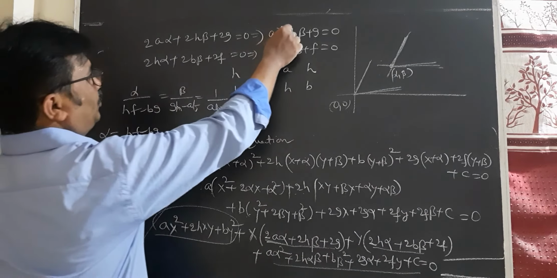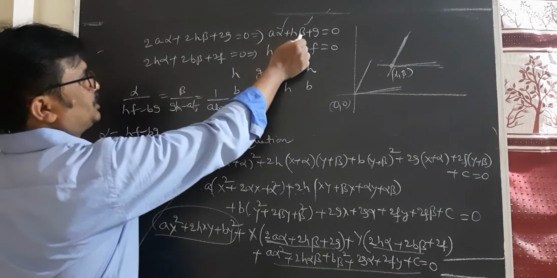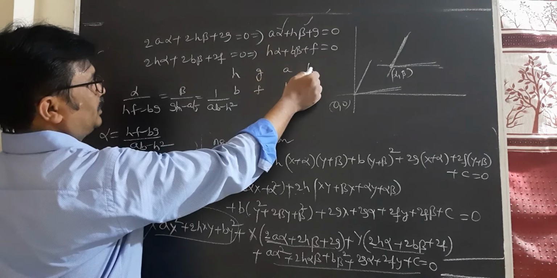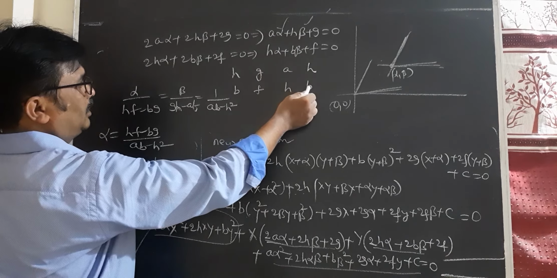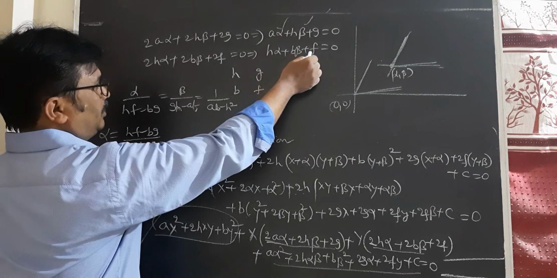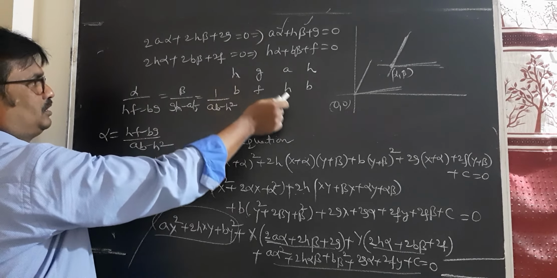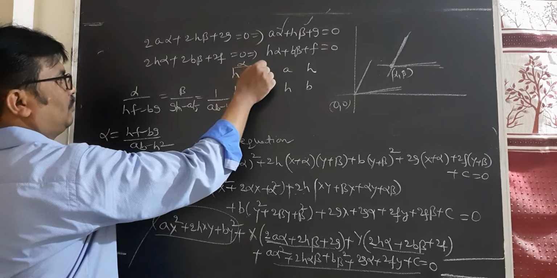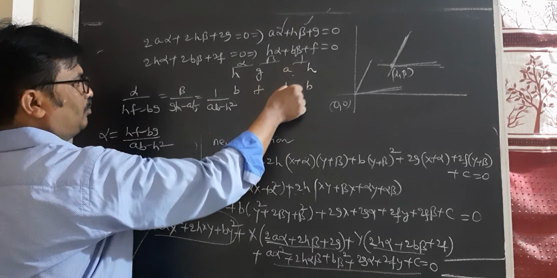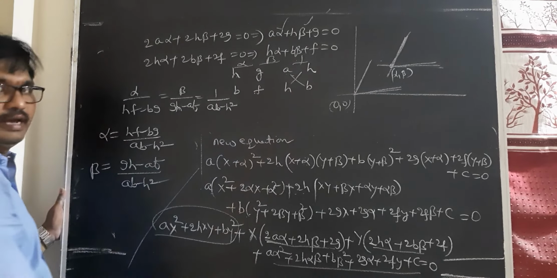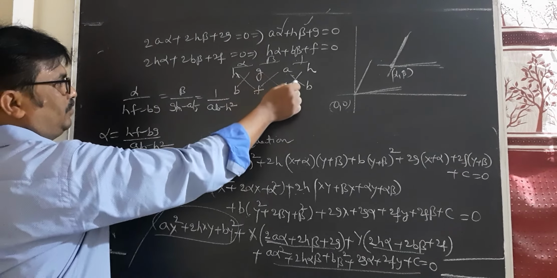After that, we find the point of intersection by the determinant method, with rows h, g; b, f; h, g; a, h. So alpha over (hf minus bg), beta over (gh minus af), equals 1 over (ab minus h squared). Okay students, hf minus bg, gh minus af, ab minus h squared.